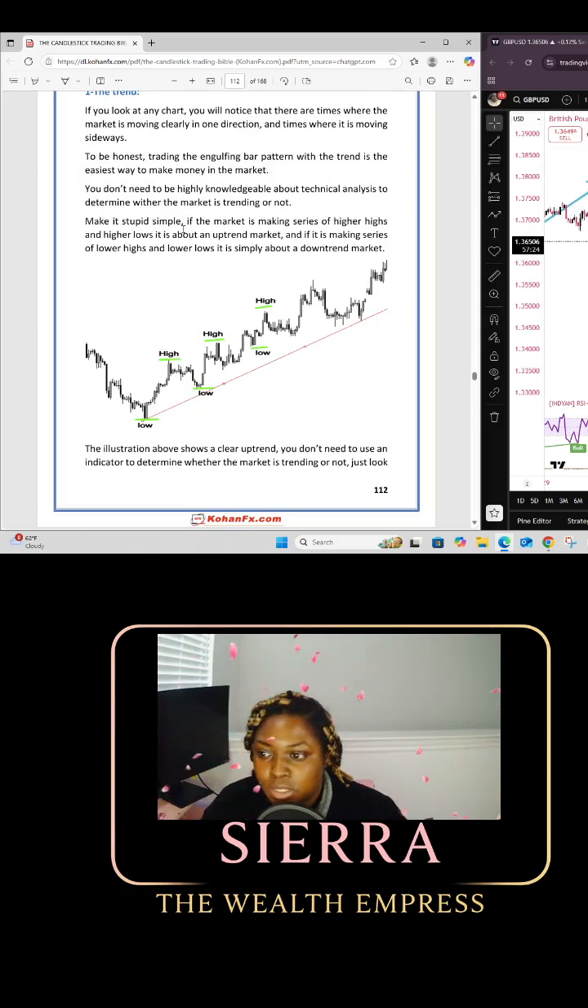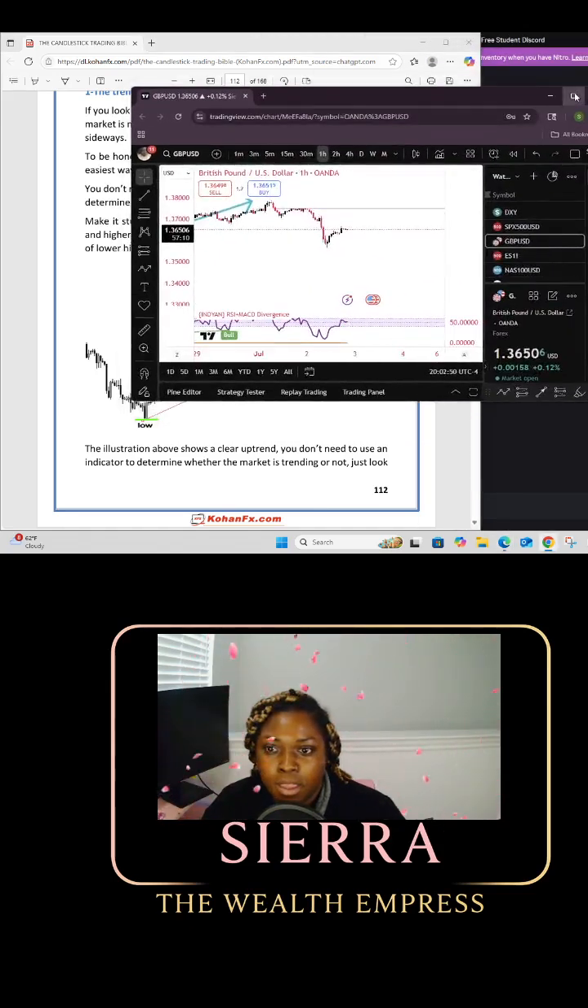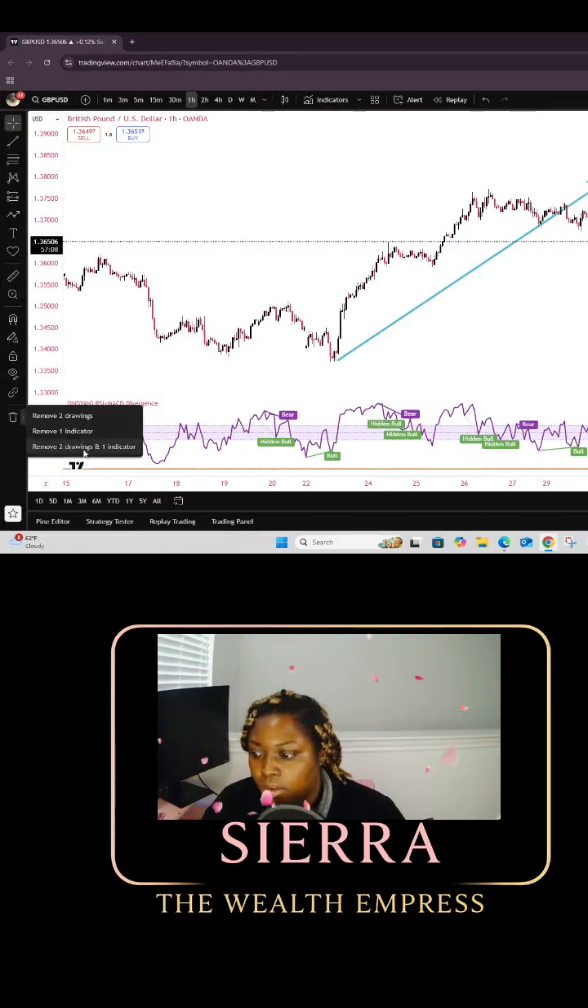Make it stupid simple. If the market is making a series of higher highs and higher lows, it is simply an uptrend market. And if it is making a series of lower highs and lower lows, it is simply a downtrend market. And let's find a trending market.